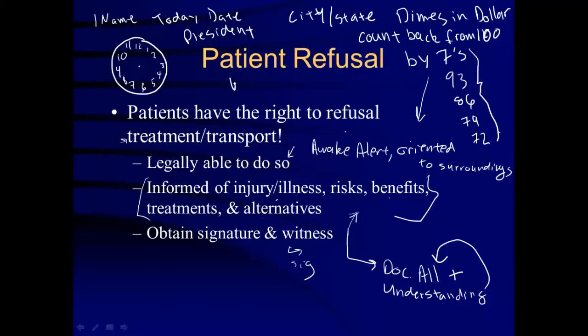Another one, have them spell the word world, W-O-R-L-D, and then have them spell it backwards, D-L-R-O-W. So that's another good way to get an indication of where your patient is mentally right now. So you do all those little tests, and you can basically document that your patient's mental faculties are reasonably intact.